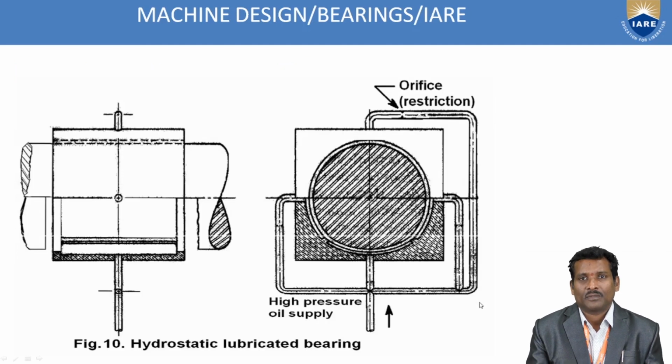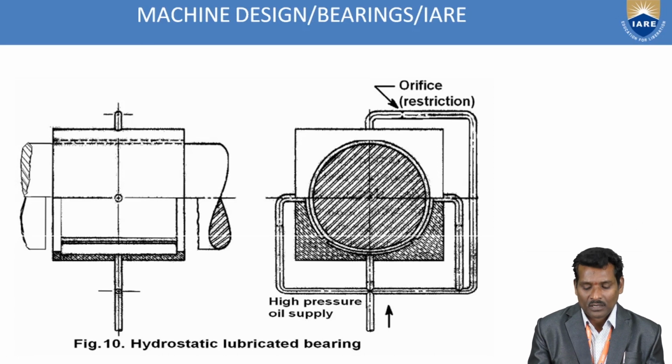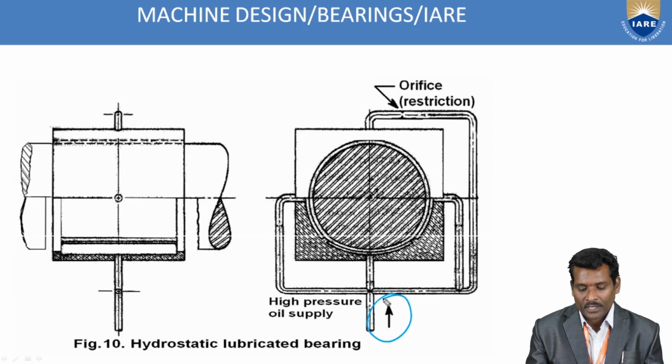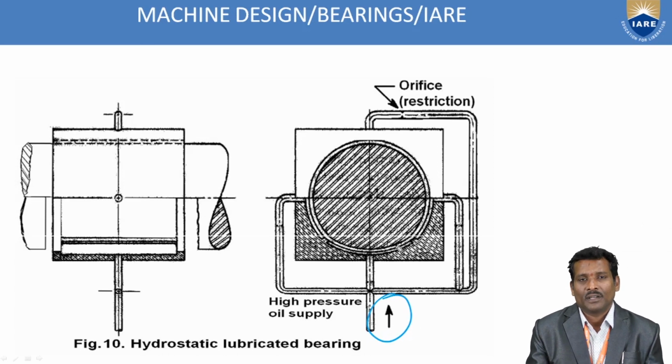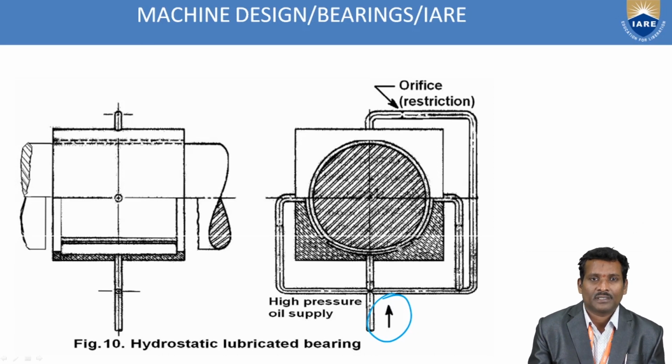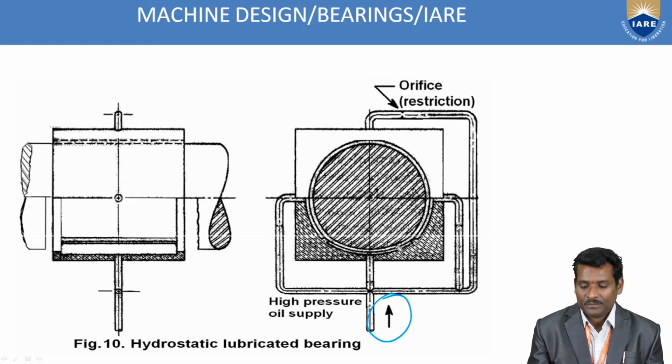So look at this figure. In this hydrostatic pressure oil, the pump supplies high pressure oil inside the bearing. The bearing gap is filled with high pressure oil. This pressure is used to raise the journal and to carry the radial loads. So externally, the pressure is required.